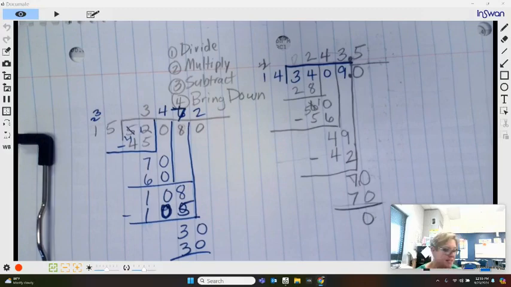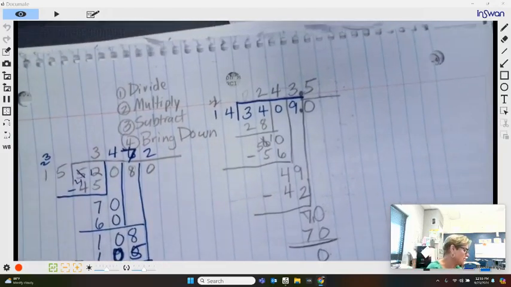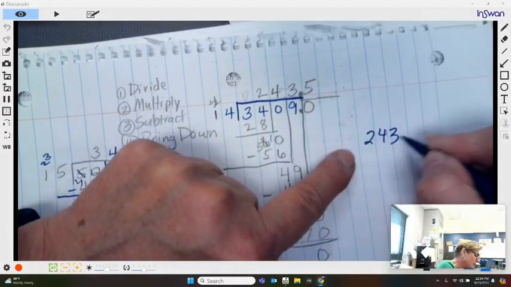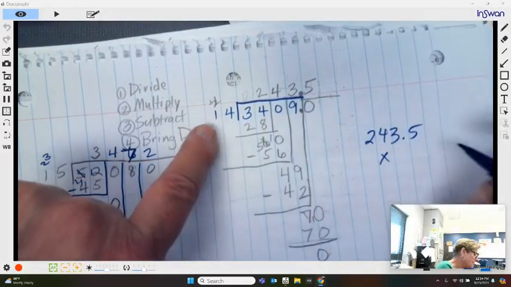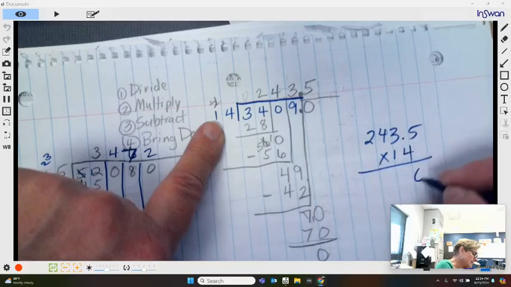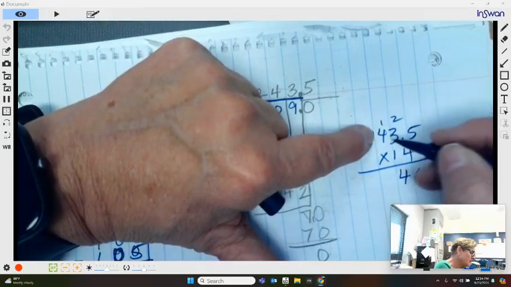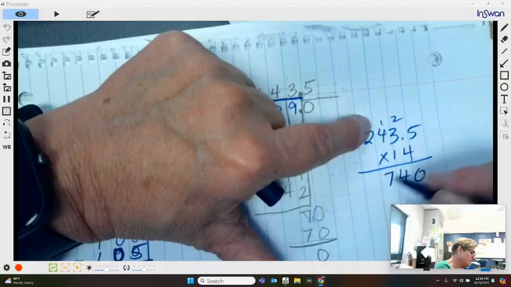Now, any of these problems that you are doing, because multiplication is the inverse operation of division, you can take the quotient that you get and multiply it times your divisor, and then that should give you your dividend, and that's a way to check it, and I'll show you how we do that. So my quotient in here was 243.5, and my divisor was 14. So if I do 4 times 5 is 20, carry the 2. 3 times 4 is 12, 13, 14, carry the 1. 4 times 4 is 16, plus 1 is 17, carry the 1.